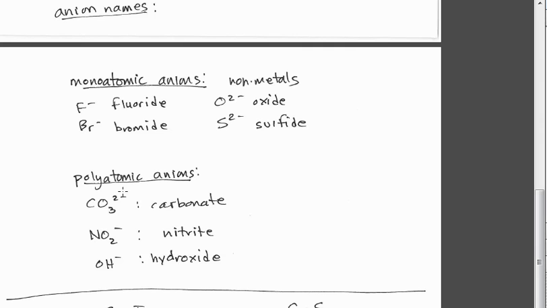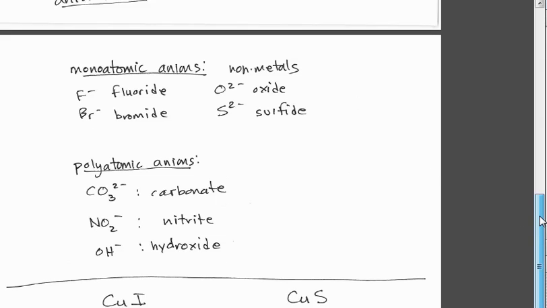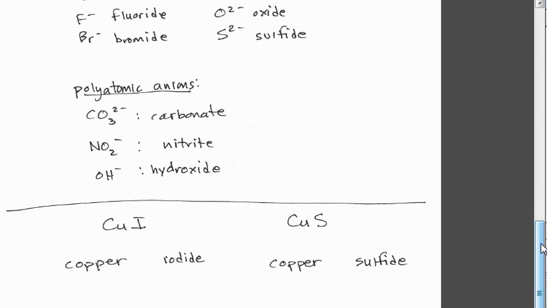Now polyatomic anions, you've got to know these. You've got to know the formulas. You've got to know their charges. They are going to end either in "ate," in "ite," or in "ide." Okay, so now let's look at naming some ionic compounds.